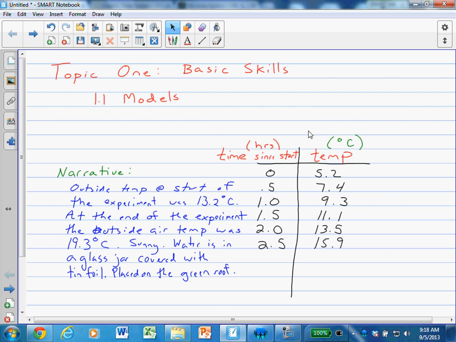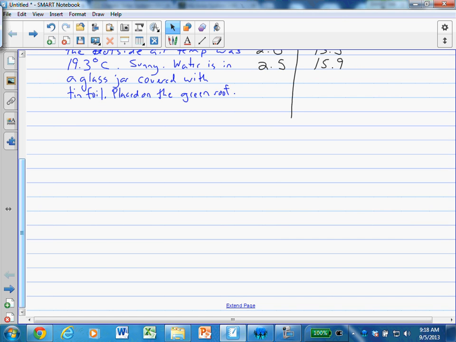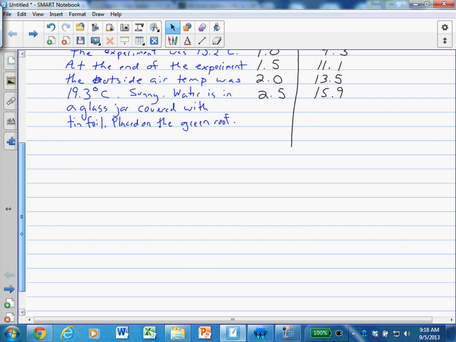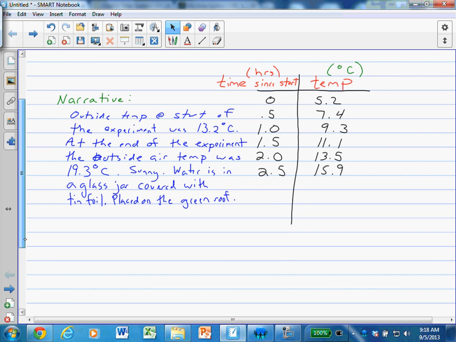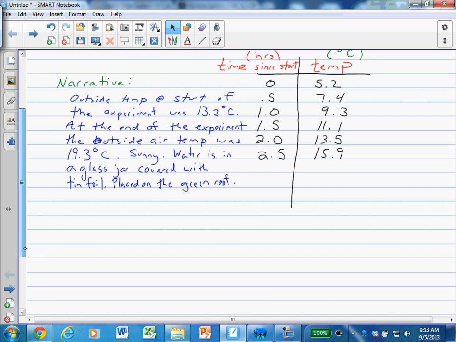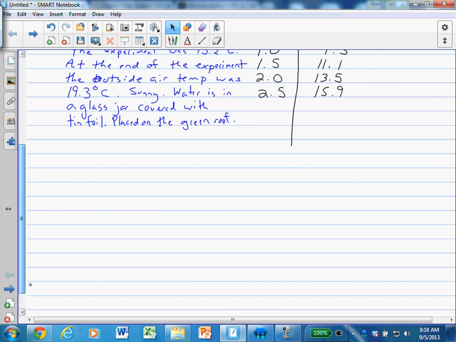A graph, right, good. So now, all right, so a graph, I'm going to plot time on the x and temp on the y.